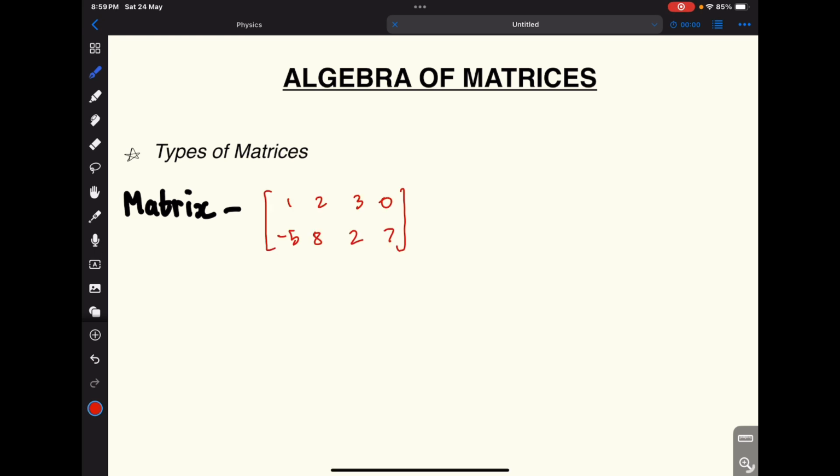So let's take an example. This is a rectangular array. The vertical lines are known as columns and the horizontal lines are known as rows. How many columns are there here? 1, 2. So we'll write columns 2. And the number of rows: 1, 2, 3, 4. So 2 cross 4. This is how we represent a matrix, a rectangular array of real or complex numbers. The vertical lines are columns and the horizontal lines are rows.